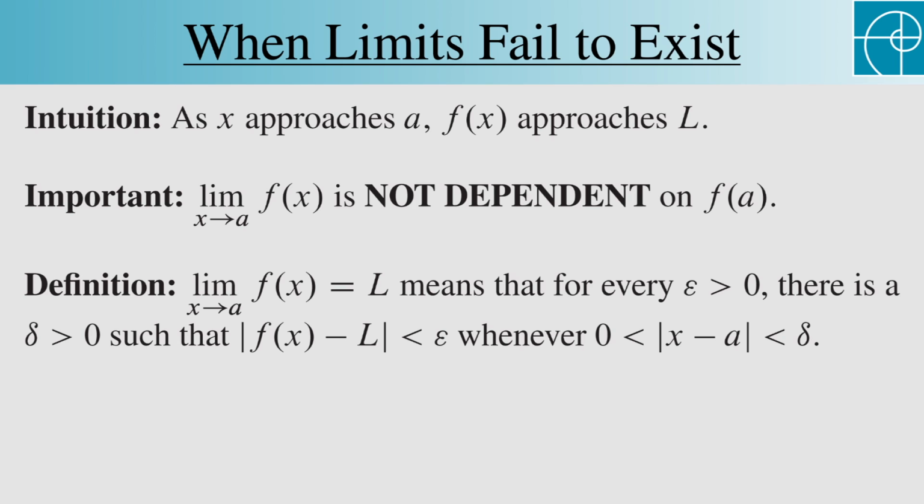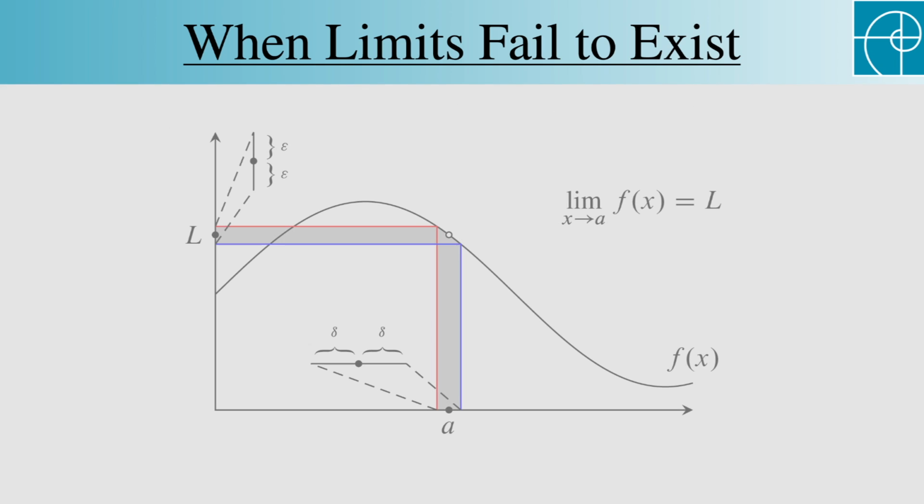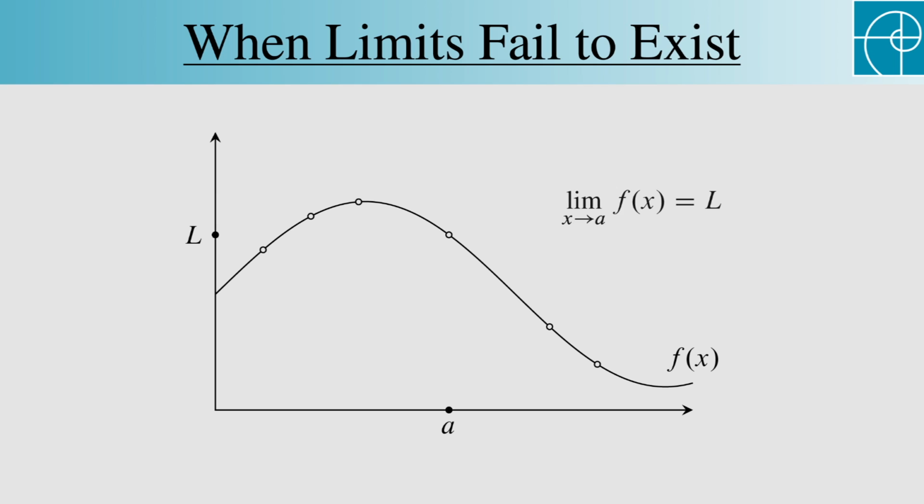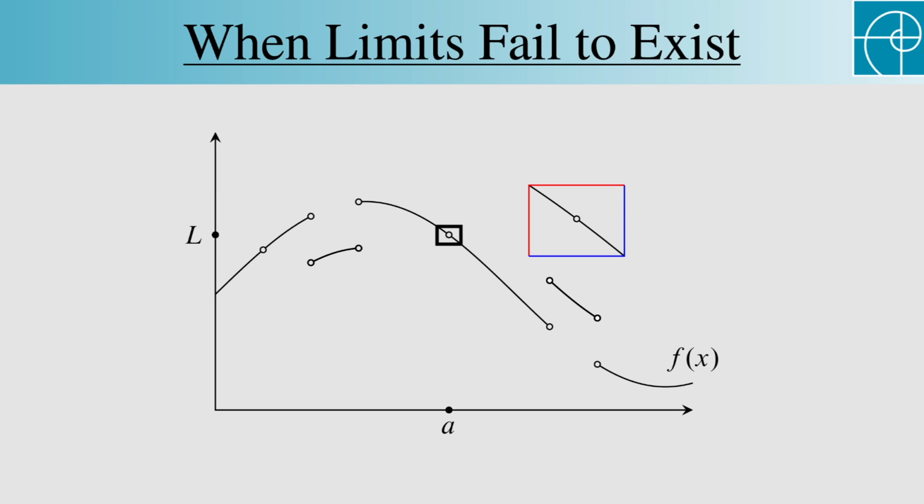Saying that a function f of x has a limit L as x approaches a means that for every epsilon greater than 0, there's a delta greater than 0, such that the absolute value of f of x minus L is less than epsilon whenever the absolute value of x minus a is strictly between 0 and delta. We saw what this means graphically using this picture. We changed this function a great deal without changing the limit, because we didn't change the graph inside this rectangle.